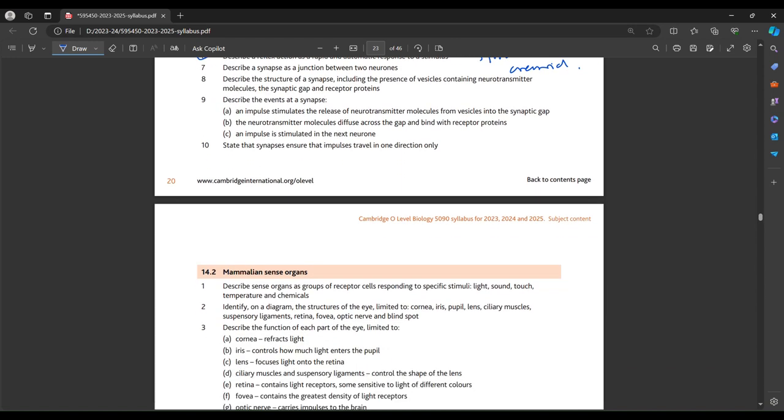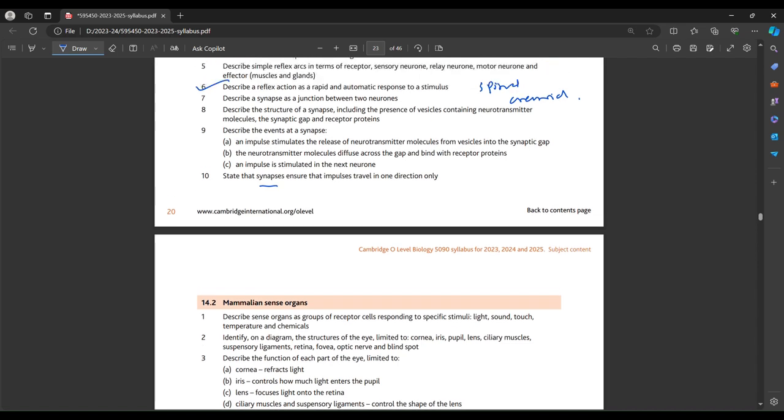Now, synapses. Synapses means, what is the meaning? You should know about the event of synapses. Impulses stimulate the release of neurotransmitter molecules from vesicles in the synaptic gap, and then the neurotransmitter molecules diffuse across the gap and bind with receptor protein on the other side.